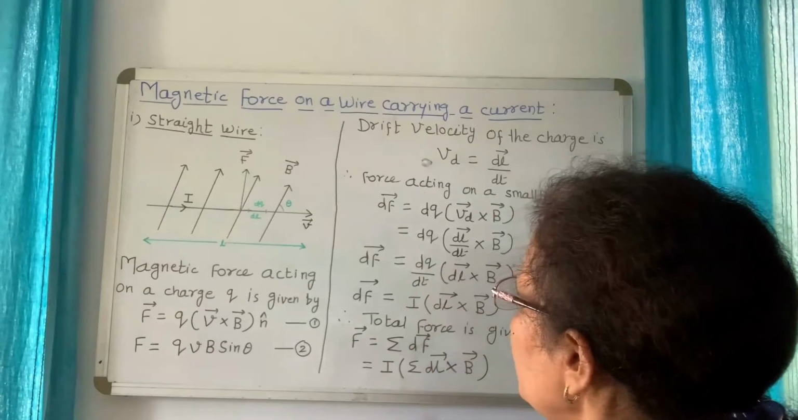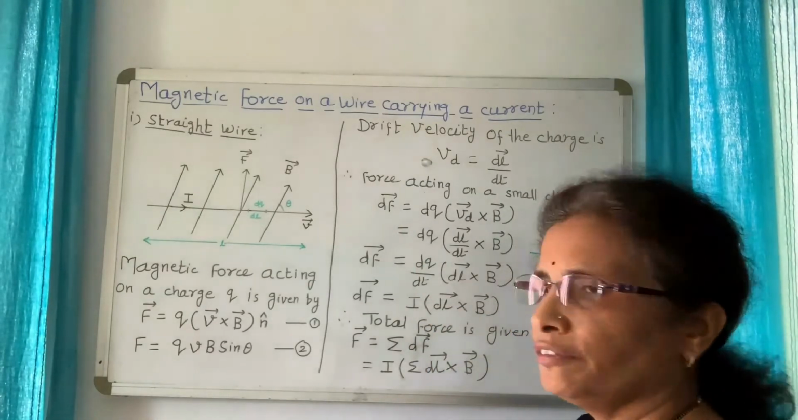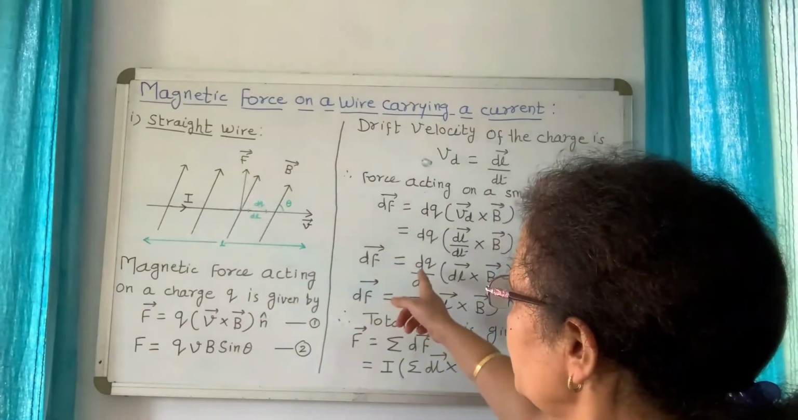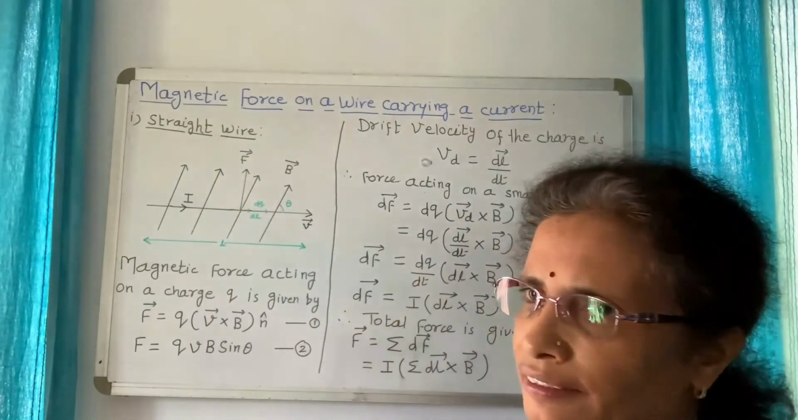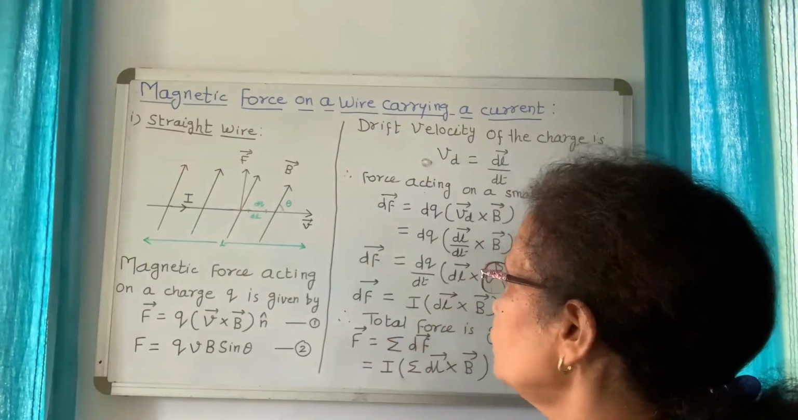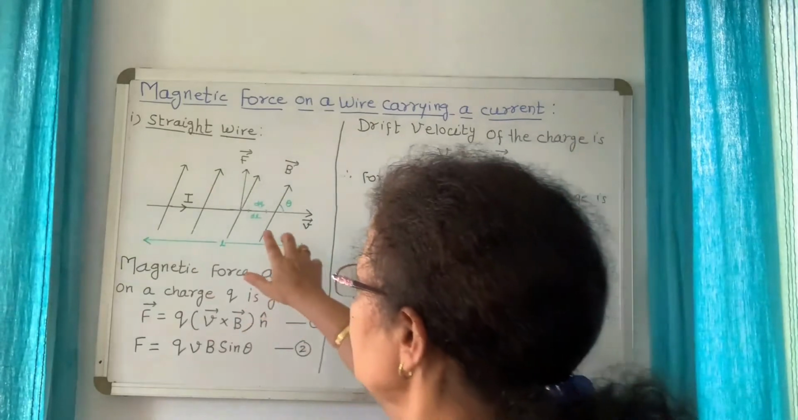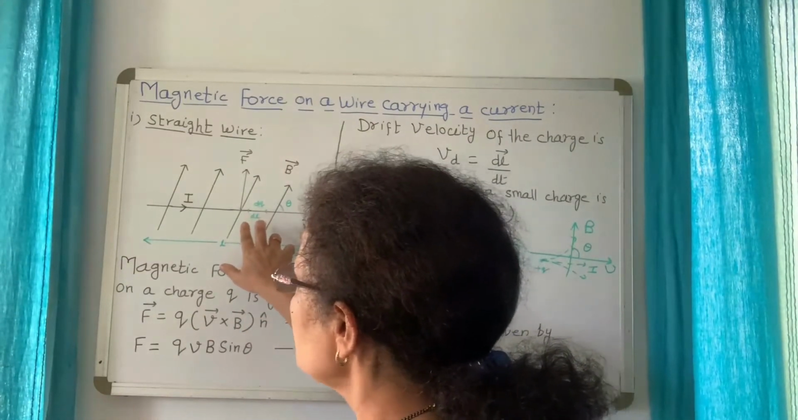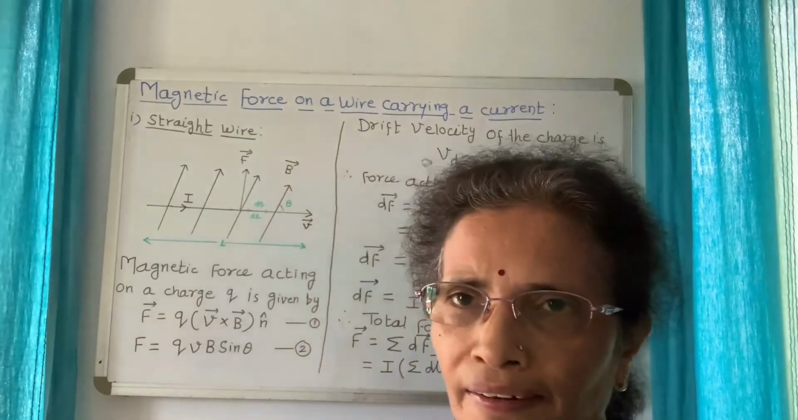Now this dq upon dt is what? It is the rate of change of charge. The rate of change of charge is the current. So this is I into dl cross b. What is this? This is the force exerted on a small charge dq on a small length element dl.